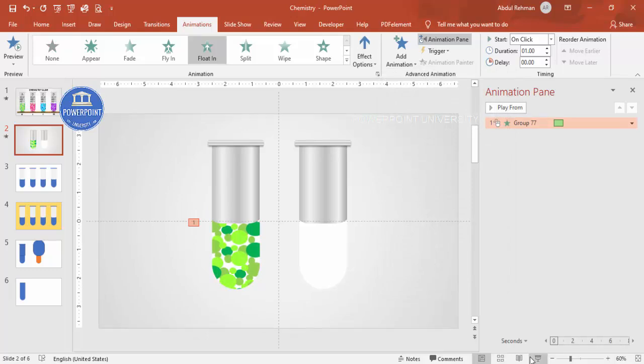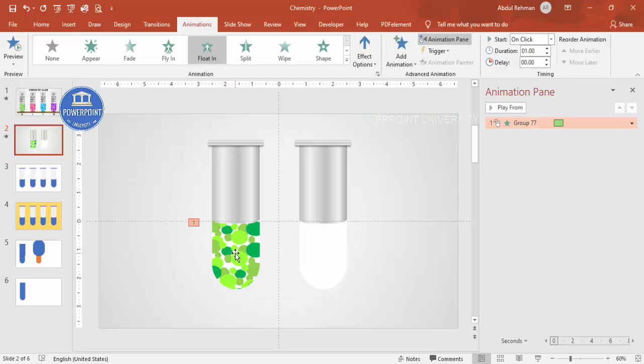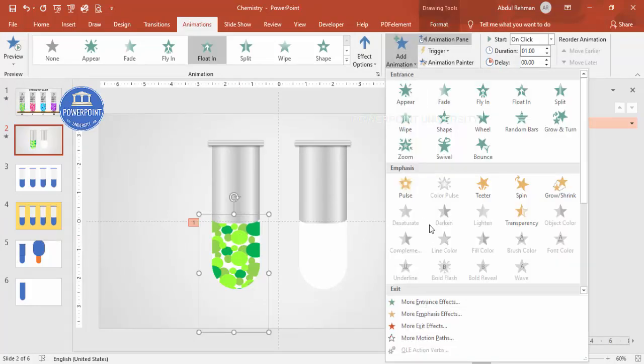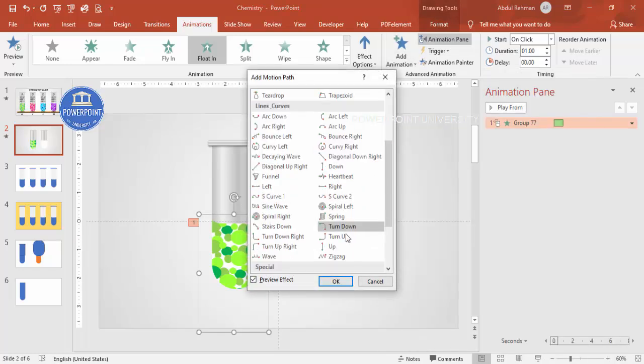All right, so if I play the slide, it comes something like this. And then I'm going to add one more animation. Select this one, add animation, go to more motion paths, and I'm going to select the up.